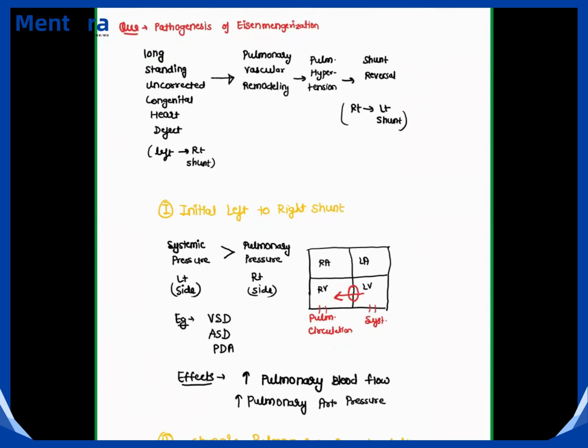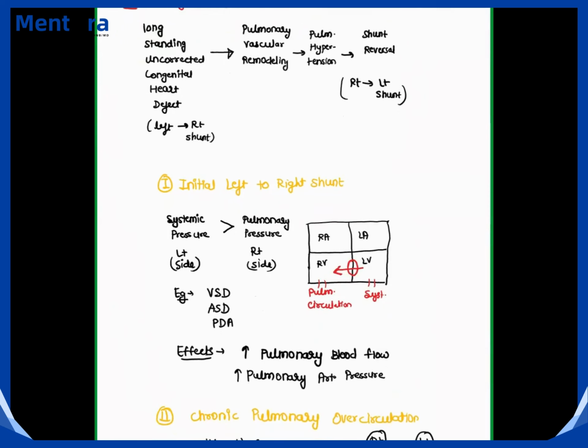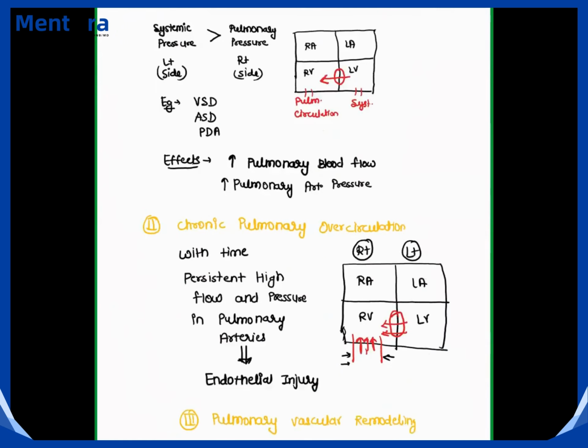This is the pathogenesis of Eisenmengerization: chronic long-standing uncorrected congenital heart disease, which is initially left to right, gradually converts into right to left. This is called Eisenmengerization.